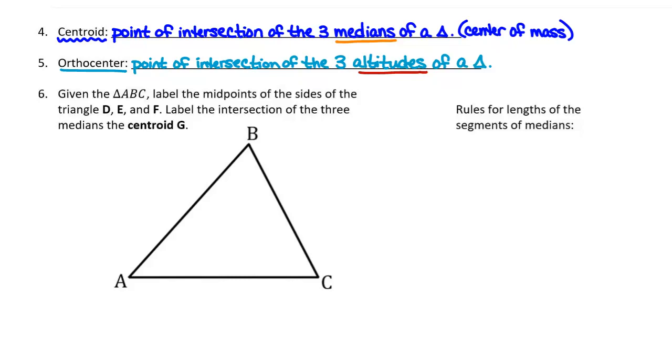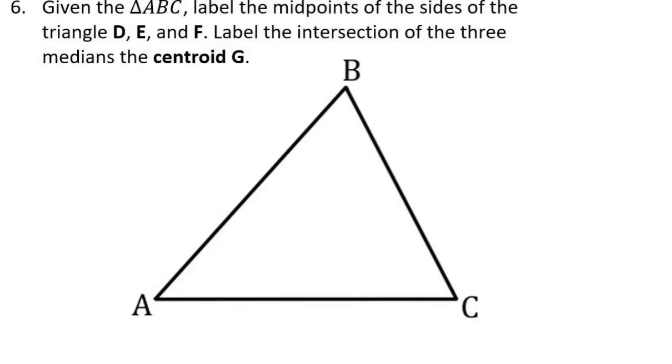All right, so looking at number 6, I have this triangle ABC. I want to label the midpoints here, D, E, and F. So I'm going to label the midpoint of this side D. If D is the midpoint, what's true about AD and BD? They're going to be equal to each other. They're going to be congruent because D is the midpoint.